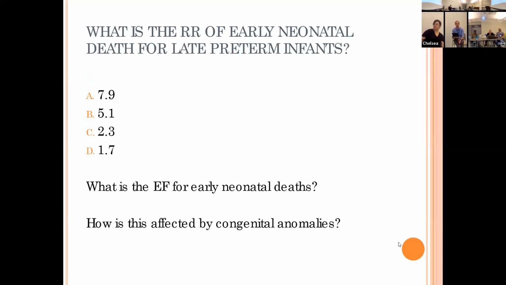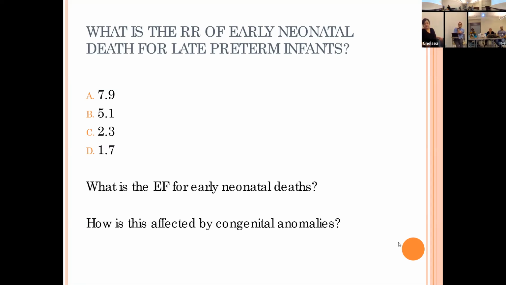What is the relative risk? We're talking about early neonatal death, so death in the first week, for late preterm infants compared to term infants. Term is our reference range here. So how much more likely is a late preterm infant to die than a term infant? 2.3. Yeah, I think it's 2.3. They do well. So it's actually 7.9. Oh my goodness. Well, that kind of makes sense. Regardless of birth weight, this is just by gestational age.